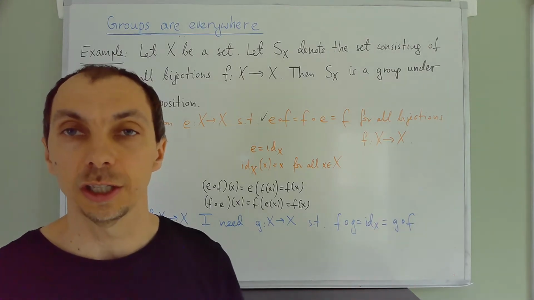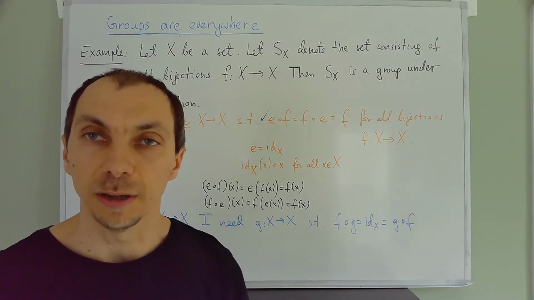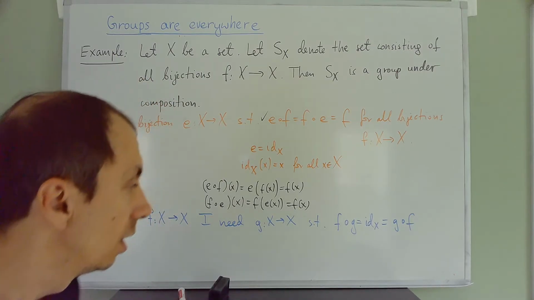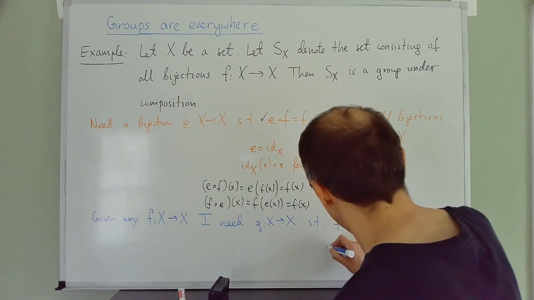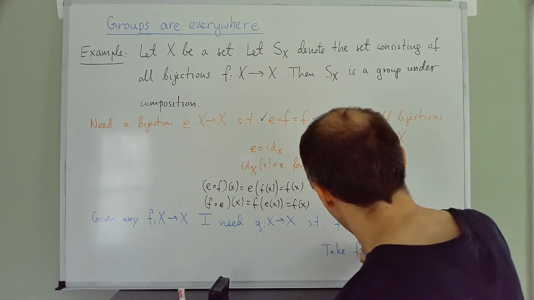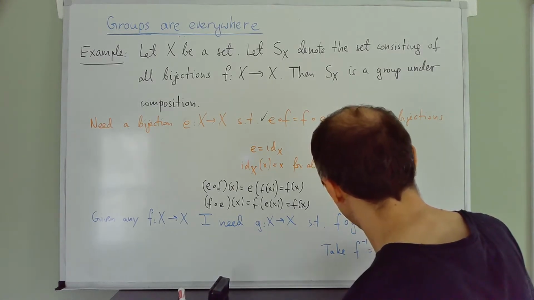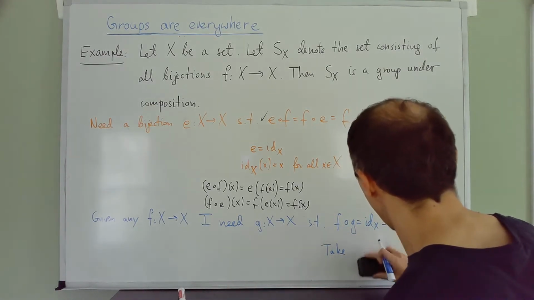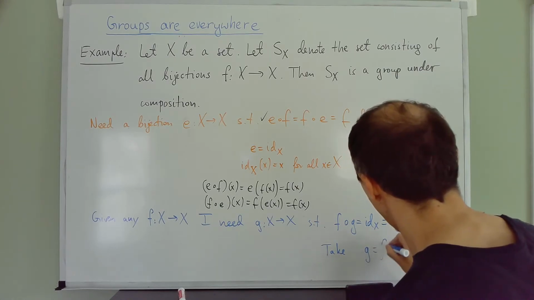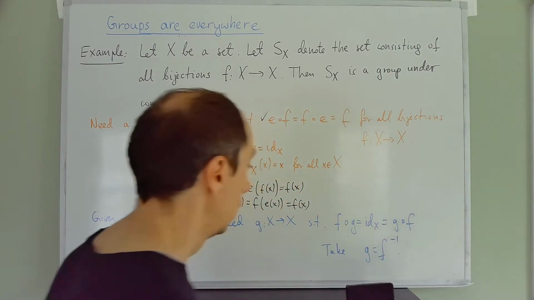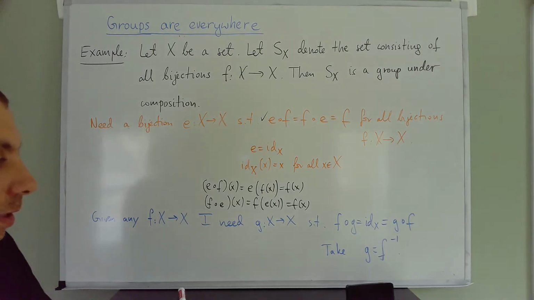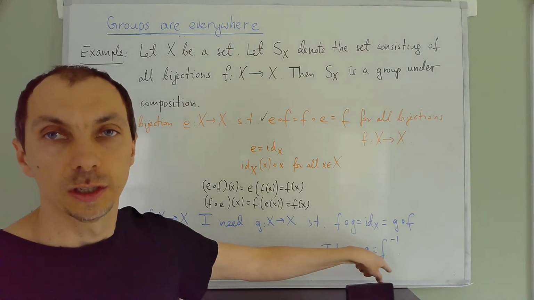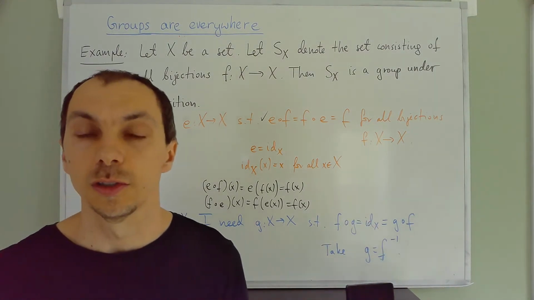How do I know I have such a G? Well, that's what we just talked about. Bijections have inverses. So take G to be F inverse. This means the inverse function, so it's a function that reverses the arrows.